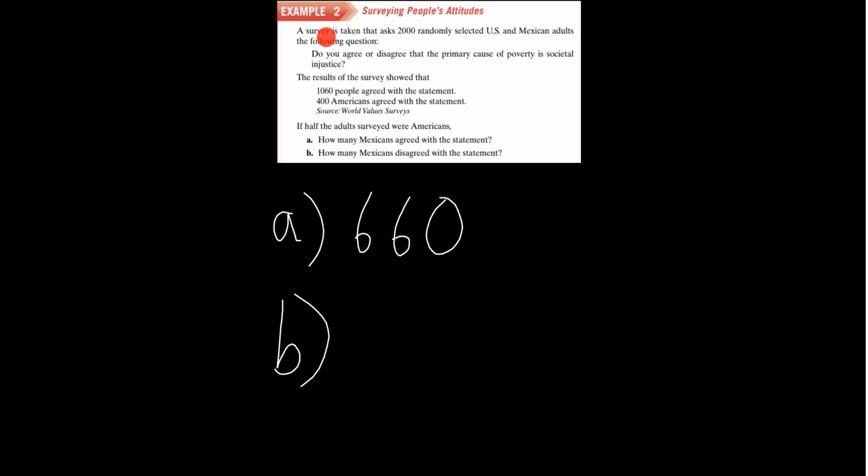Life is kind of crazy right now. But let's just read this again. A survey is taken that asks 2,000 randomly selected U.S. and Mexican adults the following question. Okay, it doesn't say that it's 1,000 U.S. citizens and 1,000 Mexican citizens. It doesn't say that. It just says randomly selected.